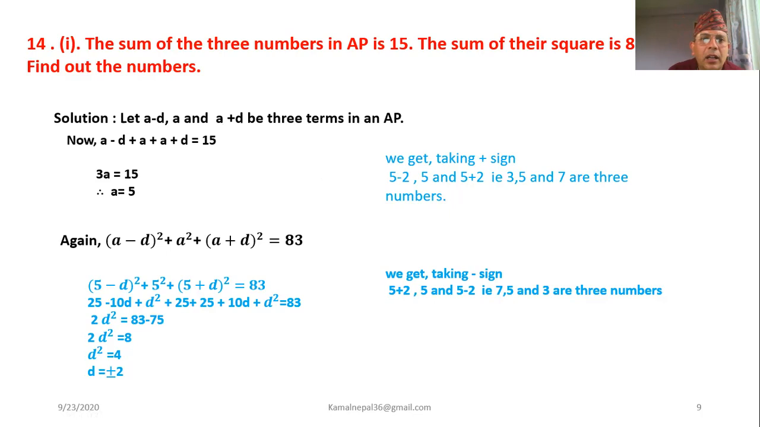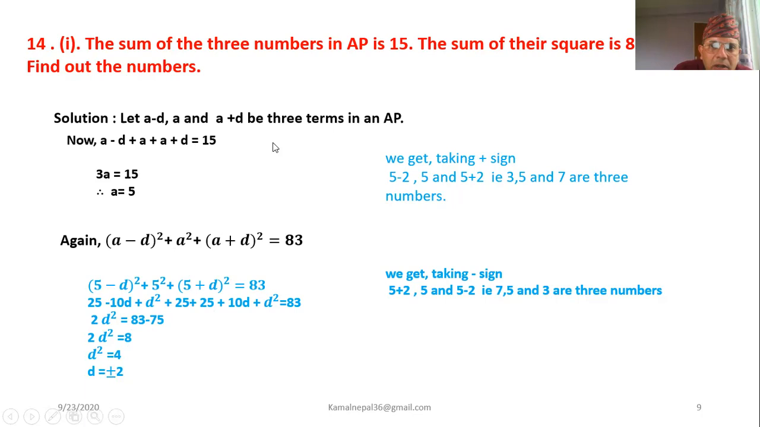Then another condition is (a minus d) whole square plus a square plus (a plus d) whole square is equal to 83. Substitute the value of a. You get (5 minus d) whole square plus 5 square plus (5 plus d) whole square is equal to 83. Then use the formulas for (a minus b) whole square and (a plus b) whole square. It is 25 minus 10d plus d square plus 25 plus 25 plus 10d plus d square, and 10d cancels here. 2d square is equal to 83 minus 75, which is 8, so d square is 4 and d is equal to plus or minus 2.